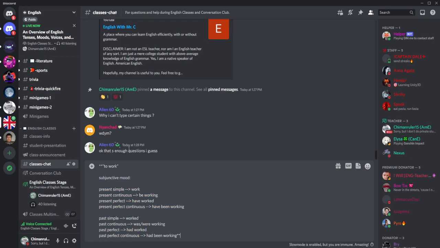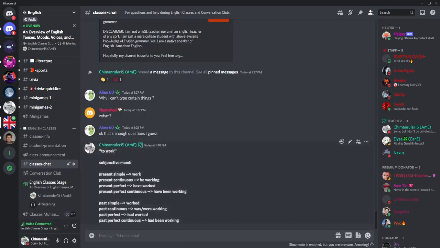Okay, so here's what the subjunctive mood would look like, fully conjugated. So no unique conjugations for person. And let me pin this as well.